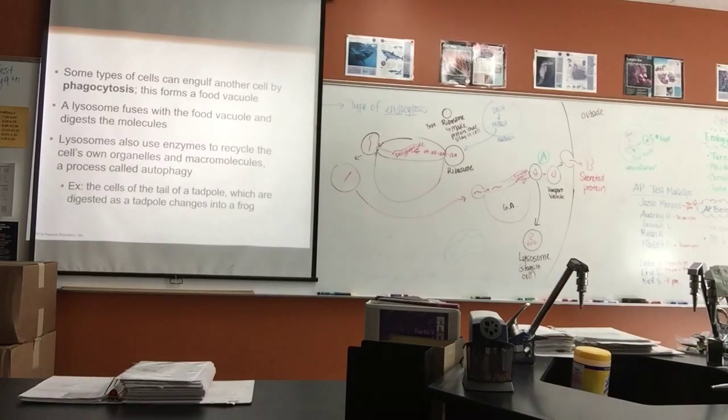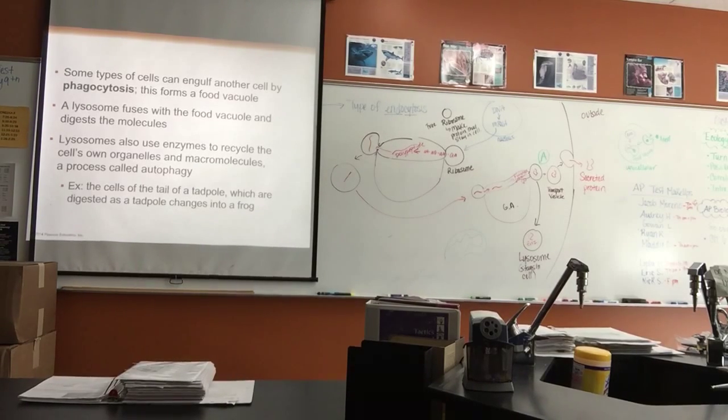A-P-O-P-T-O-S-I-S. So the conversion of a tadpole to a frog. Tadpoles have tails, frogs do not. So how does it get rid of a tail? Through programmed cell death. So the cells of the tail actually die off, and it's the lysosome and the enzymes in the lysosome that help with that. All right, we'll talk more about that later on.